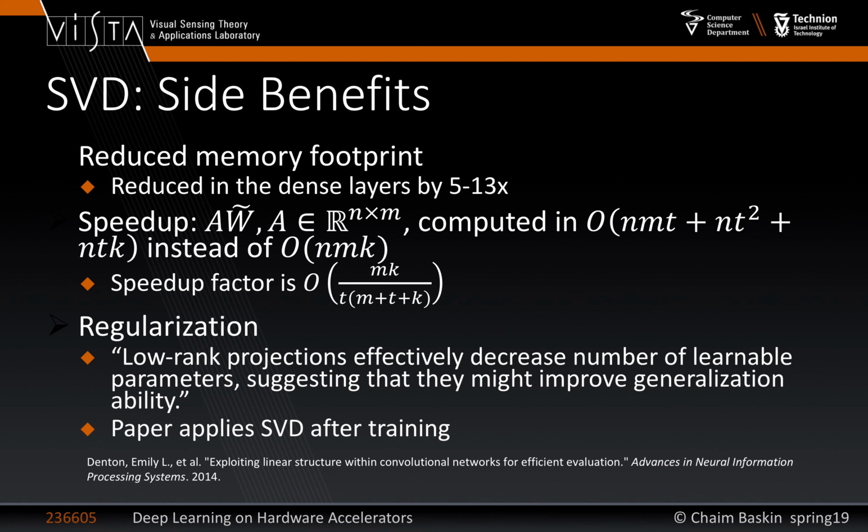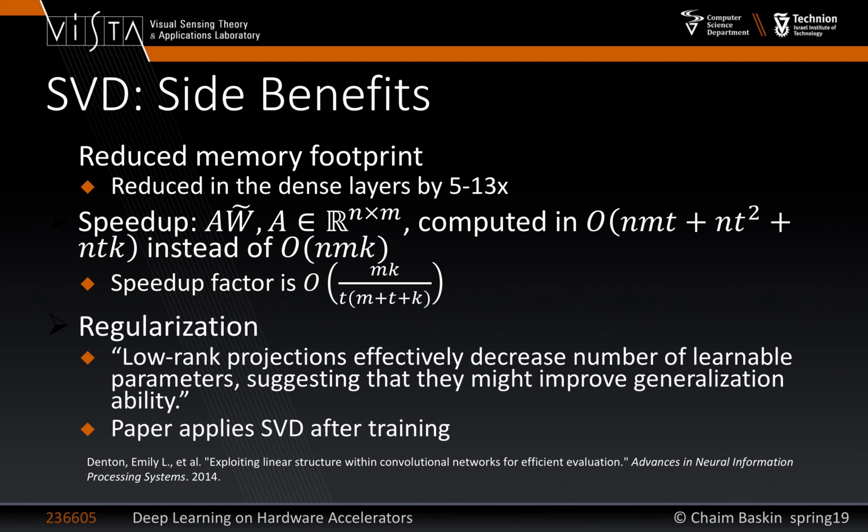It's very interesting, and this phenomenon is actually very highly used. When I show you the next slides, you will understand why people use more common pruning ways. So low rank projections effectively decrease the number of learned parameters, and this way, when we learn less, we generalize better. It's actually one of the most common results in deep learning.